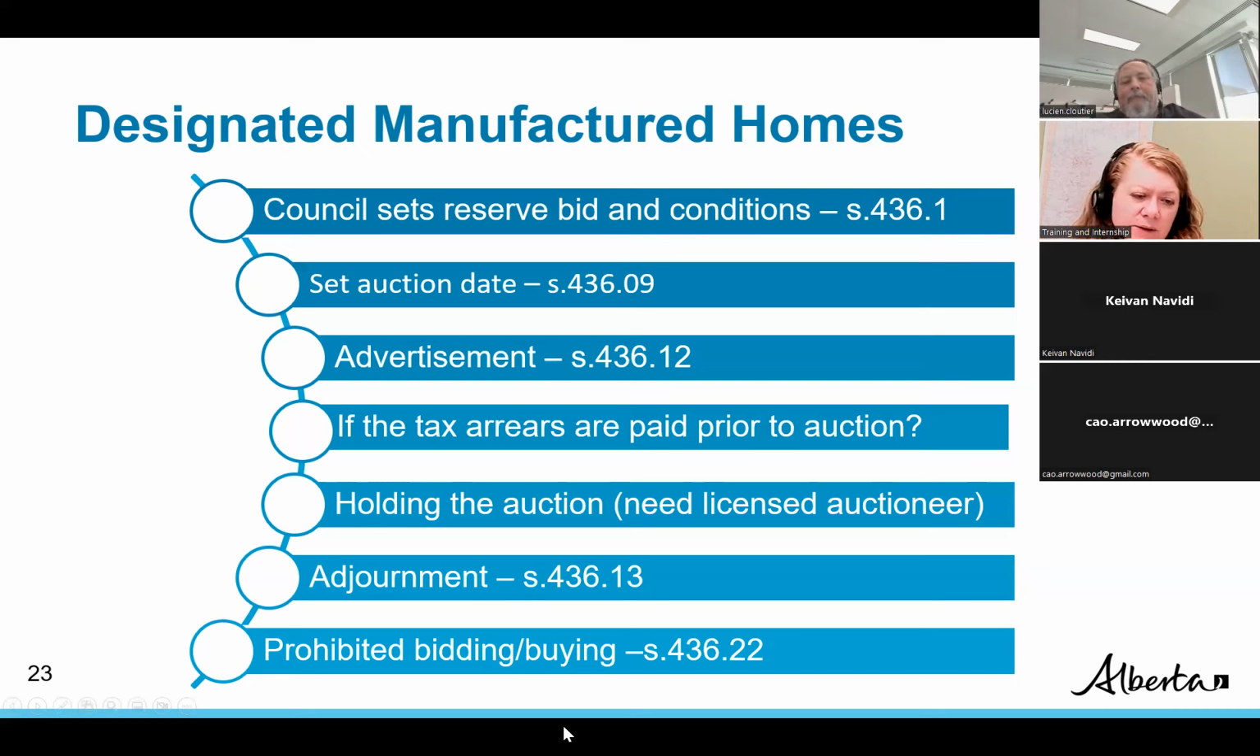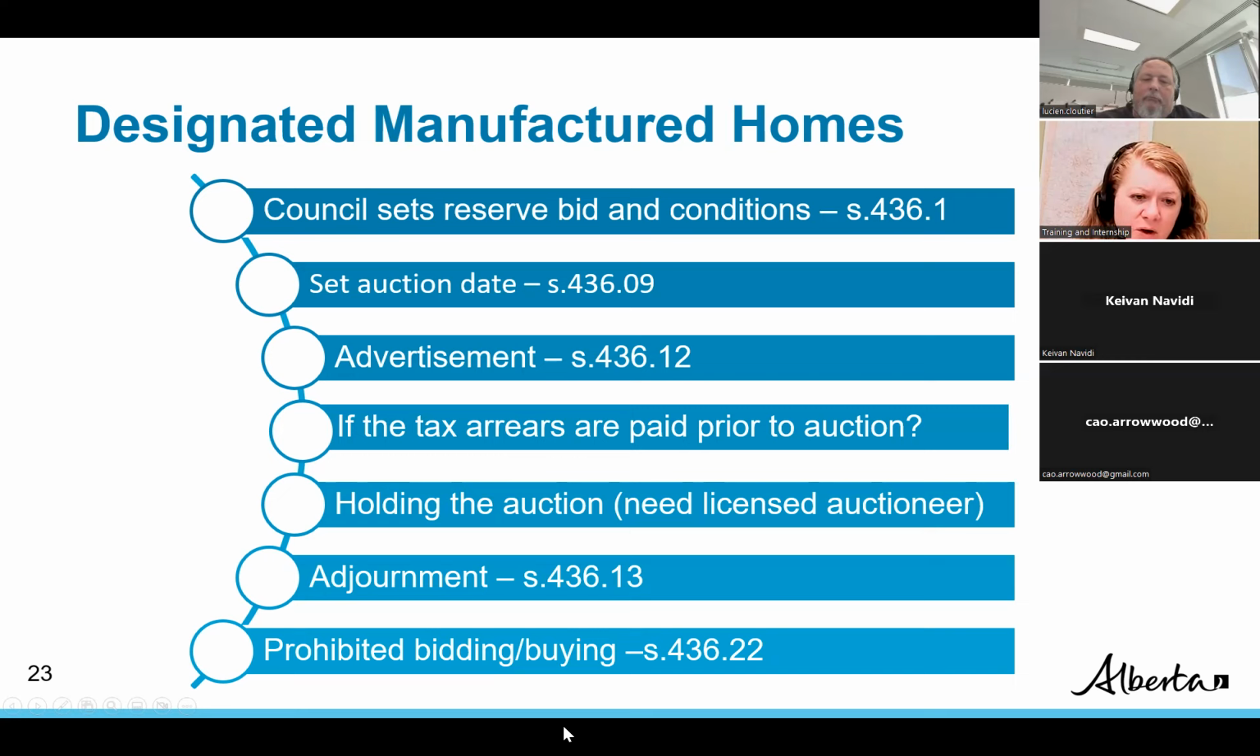You will need counsel to set the reserve bids and the conditions of sale after the auction date is set. So that same process that I talked about with tax recovery related to land. Here you don't need to advertise in the Gazette, but you do need to advertise in a paper not less than 10 days and not more than 30 days before the auction.